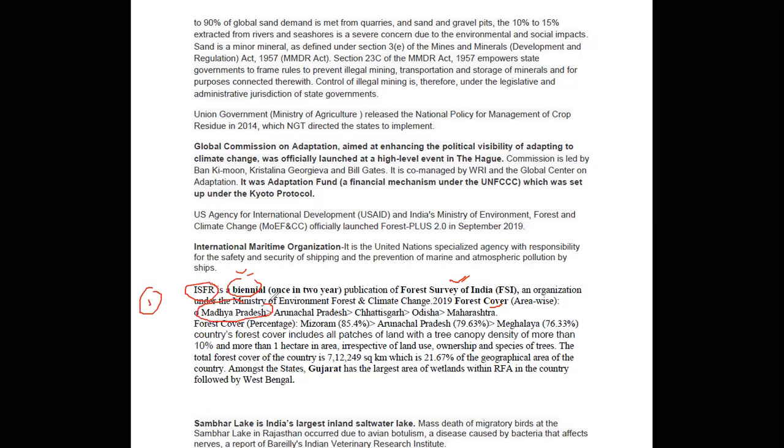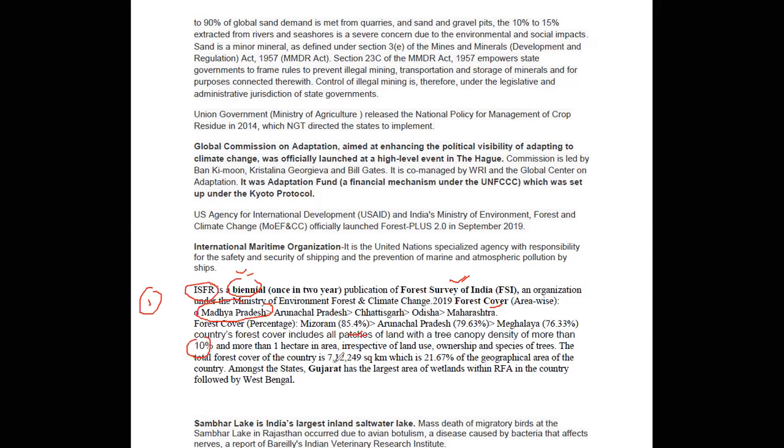And what does forest cover mean? What is the definition of forest cover under ISFR? Even your land, if that land is more than 1 hectare in area and has a tree canopy density of more than 10%, then that land will be considered under forest cover. It doesn't matter who is using it, for what purpose, or what the ownership is, whether public, private, or what. So understand this: tree canopy density of more than 10% and more than 1 hectare in area will be included in India's forest cover.